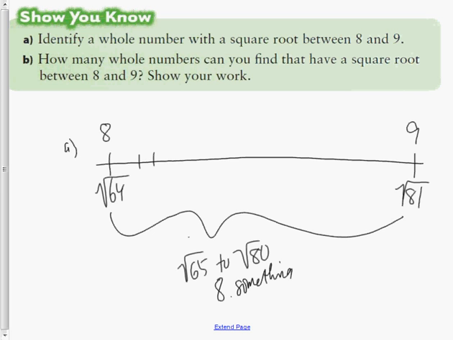65, 66, 67, 68, 69, 70, 71, 72, 73, 74, 75, 76, 77, 78, 79, 80, and 81. This is 1, 2, 3, 4, 5, 6, 7, 8, 9, 10, 11, 12, 13, 14, 15, 16 numbers, 16 whole numbers, excuse me, have square roots between 64 and 81, or 8 and 9, 8 decimal something.